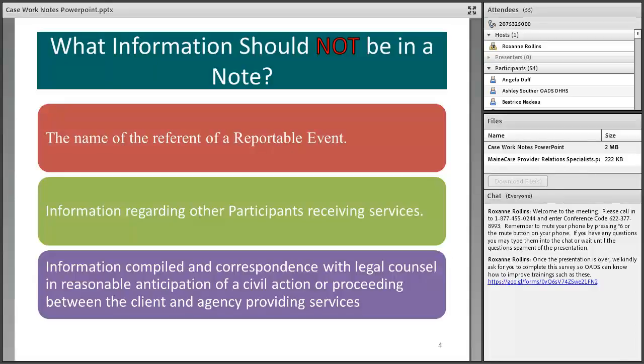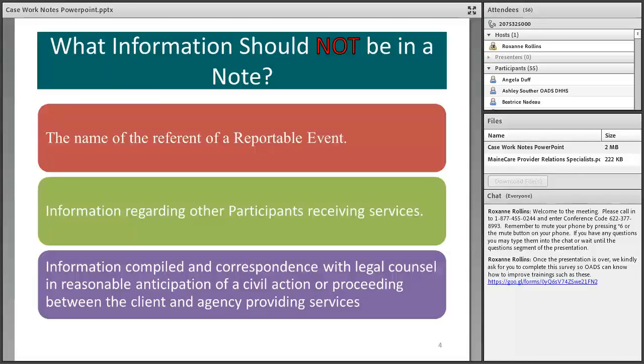You should not put in information regarding other participants receiving services. So if you work with a married couple, or maybe siblings, or a parent and a child who are both on your caseload, and there's an incident where they're both involved, please don't use the second person's name in the note for the first person you're writing about. You can say their mother, their husband, their child. Please do not use their name, and the same when you go to the other file. The only name in each file should be that participant's name.